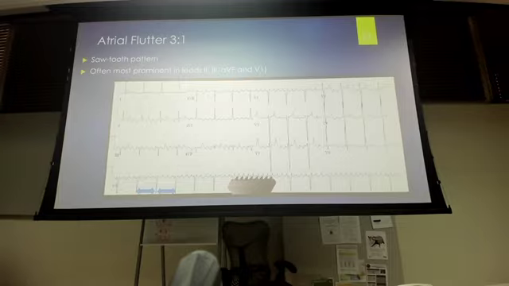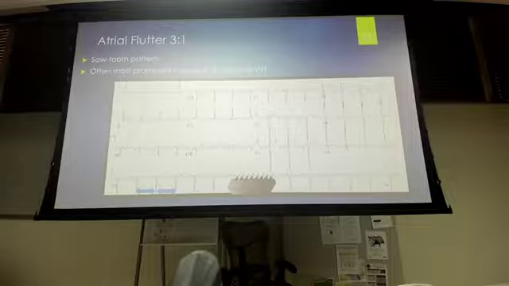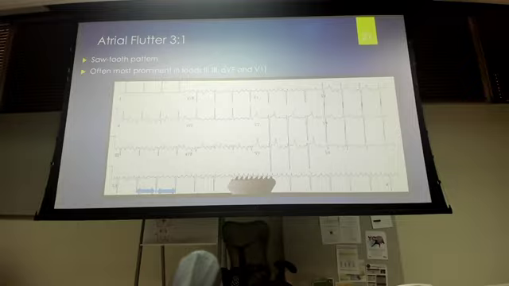Look at your R waves at the bottom. Do we have regular space between those R waves? Yeah, they look pretty regular, and that's how you know we have narrow complex. Your ventricular rate is not fast though. Could it be fast? It can be fast, but it can also be within normal parameters, depending on if this is a 2-to-1. If it's a 2-to-1 atrial flutter with conduction every other beat, your heart rate's going to be 150. You're going to have a tachycardic rate.